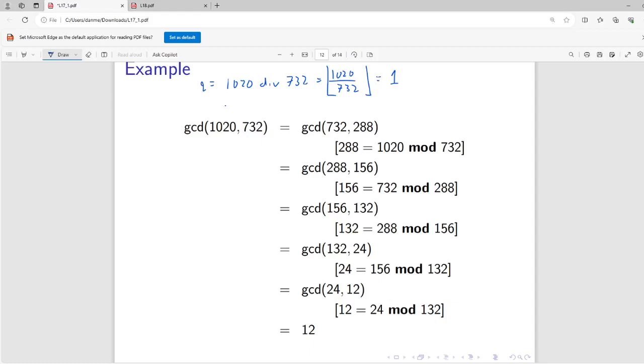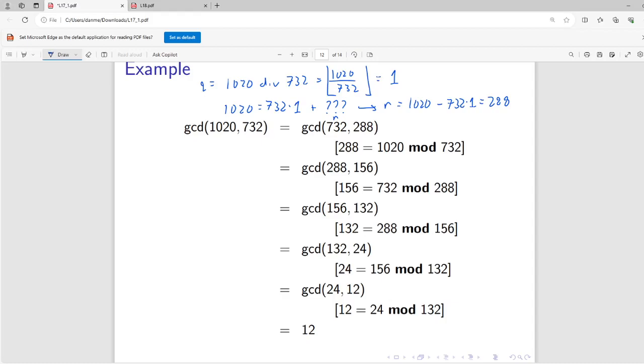So then we have that 1020 is equal to 732 times 1, and then plus some remainder value, right? How do we find that remainder value? Well, all we have to do is just solve for it, okay? So if we want to find out what the value of the question mark is over here, which I'm going to call r, r is equal to 1020 minus 732 times 1, which turns out to be 288. So my r is 288.